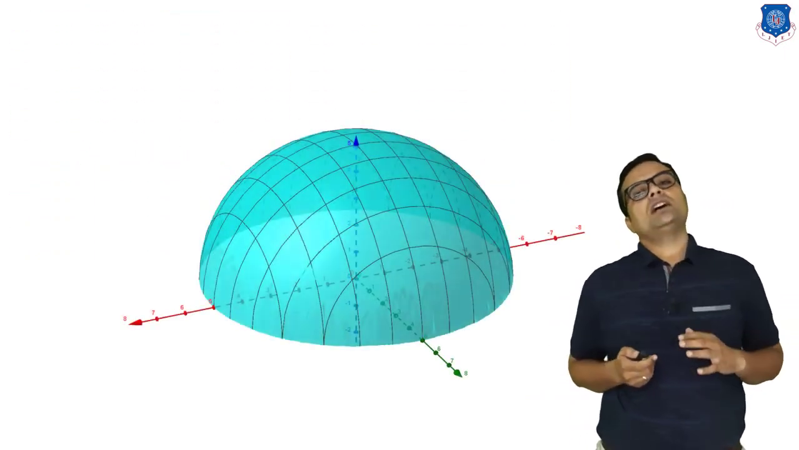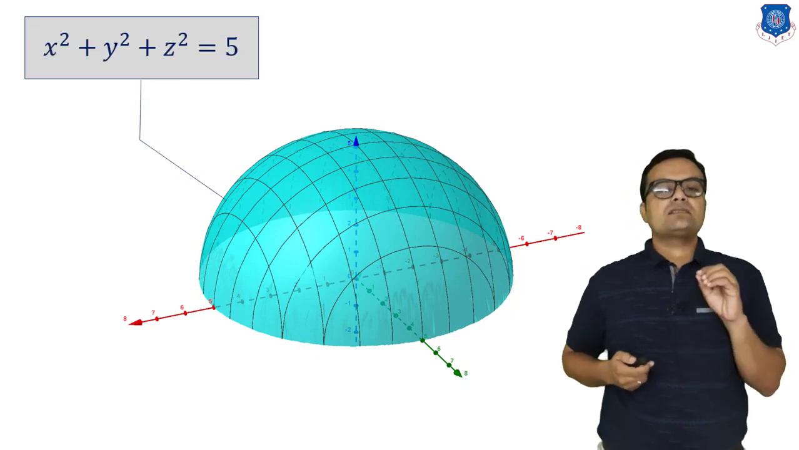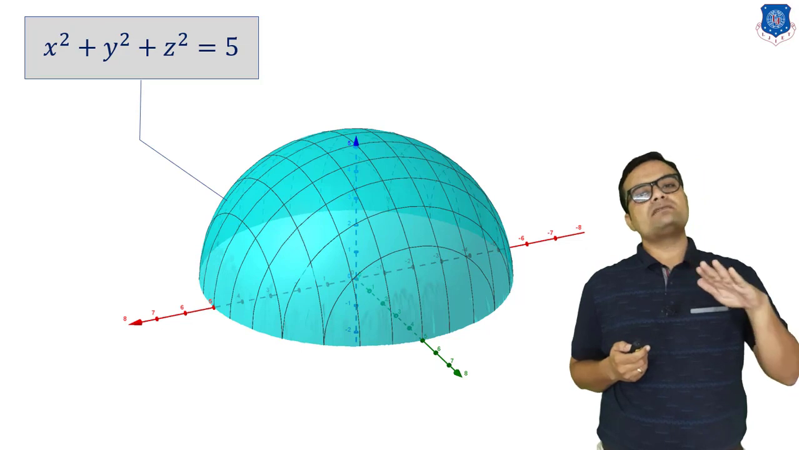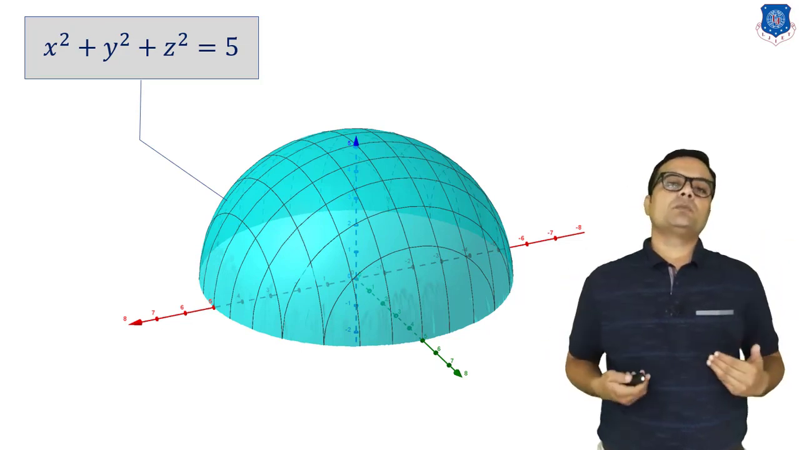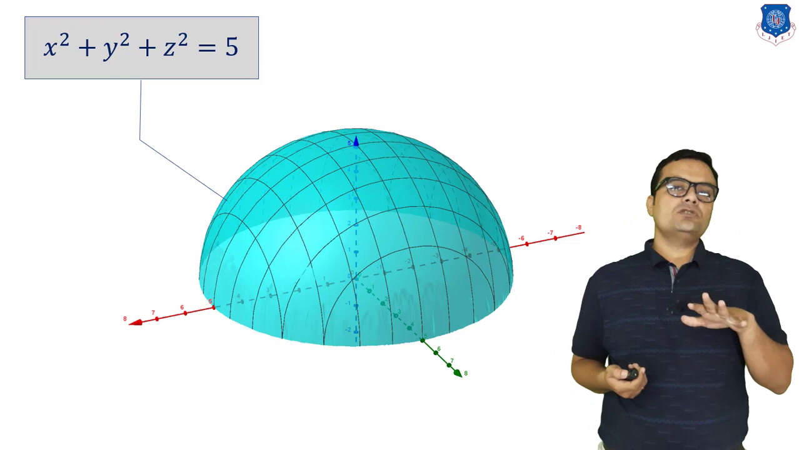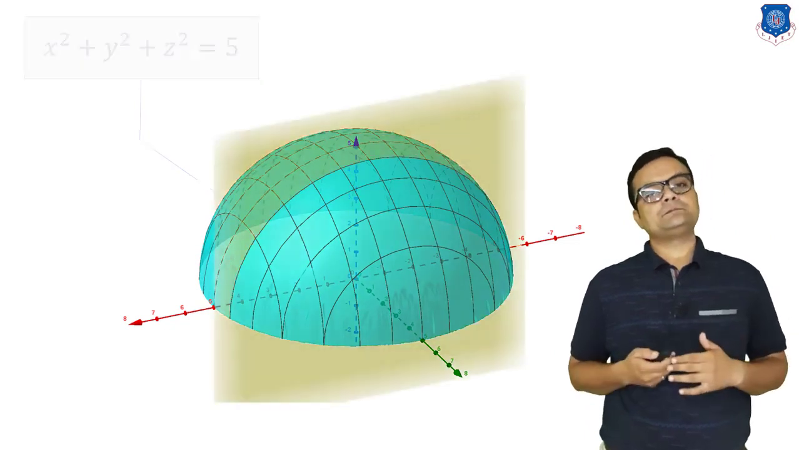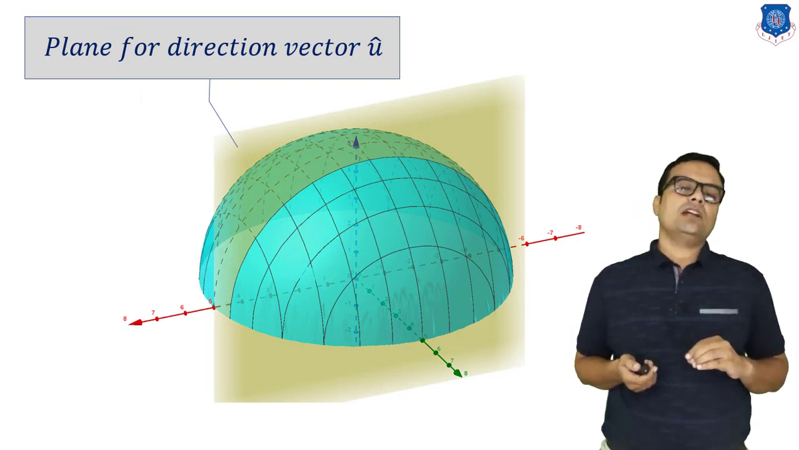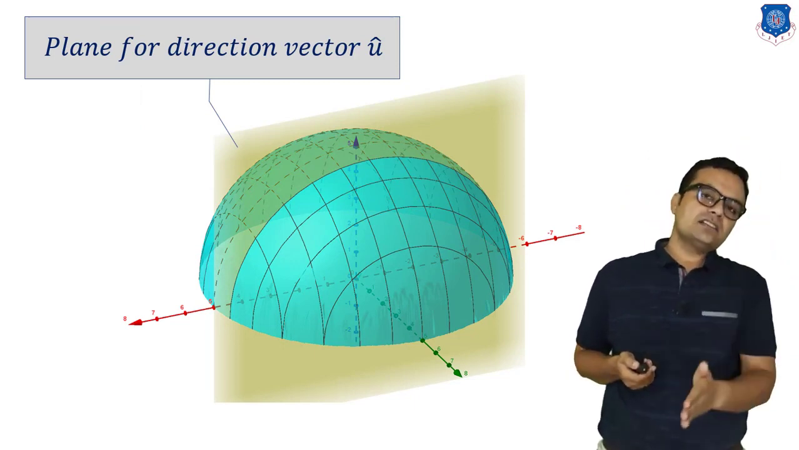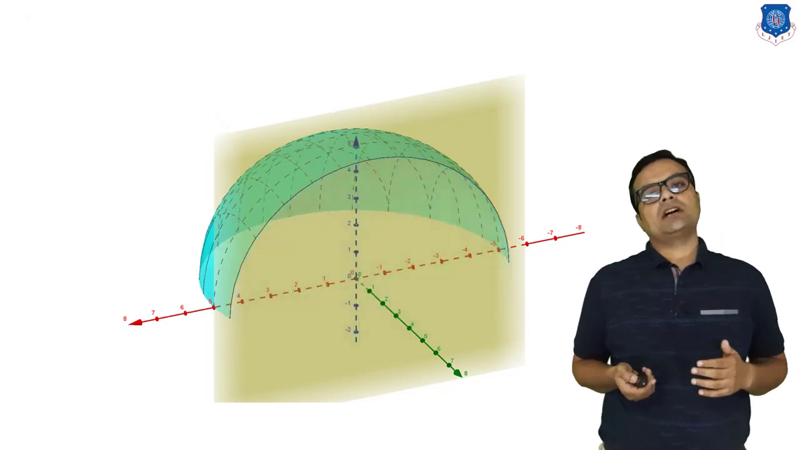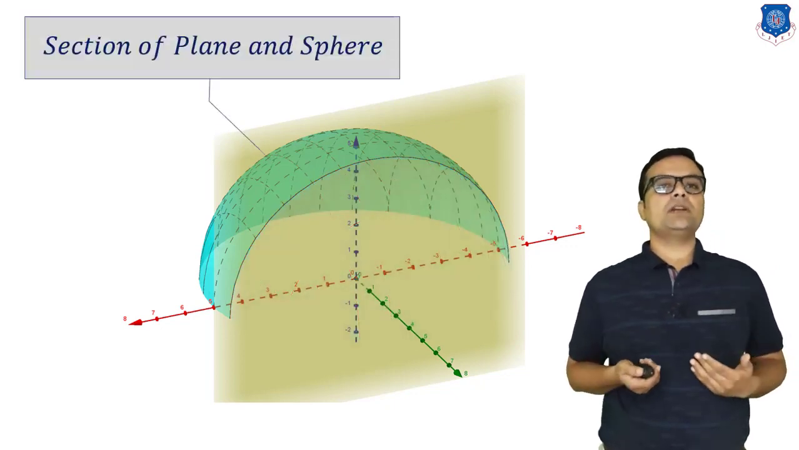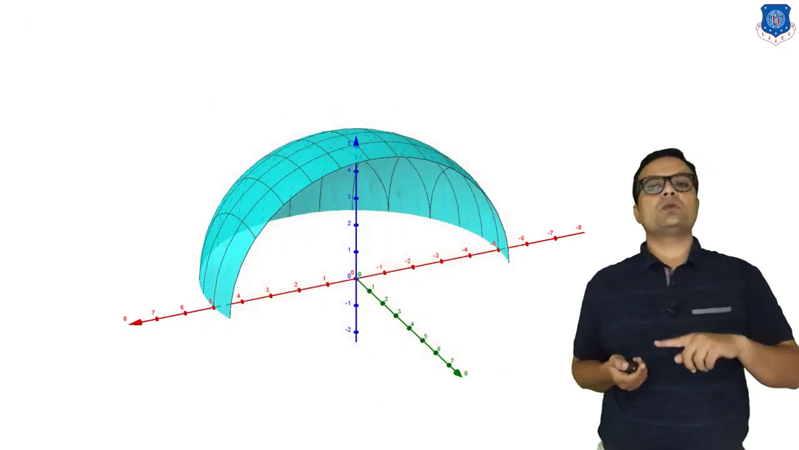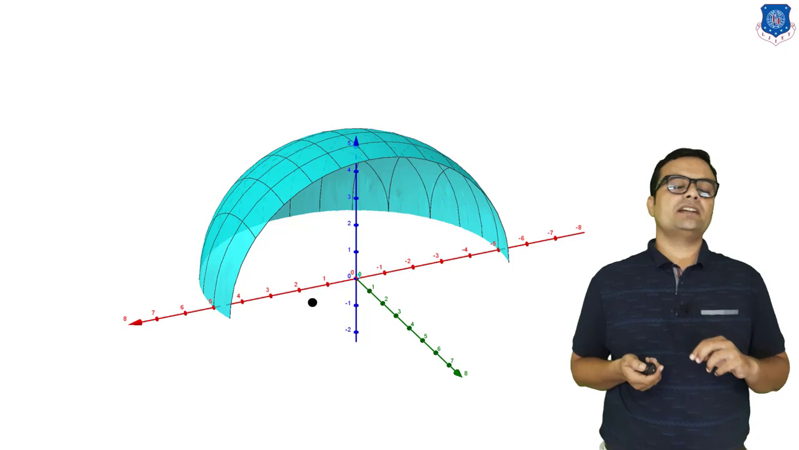So to understand the whole idea, I am taking a sphere x square plus y square plus z square equal to 5. I am chopping it in such a way that I can look only at the upper part of this sphere. So I am focusing on the positive z side. And then to fix the direction of vector u, I will take a plane which will cut this sphere in a particular part. After chopping the sphere with the plane, the section of plane and sphere will give me the direction in which the point is moving to find the directional derivative.